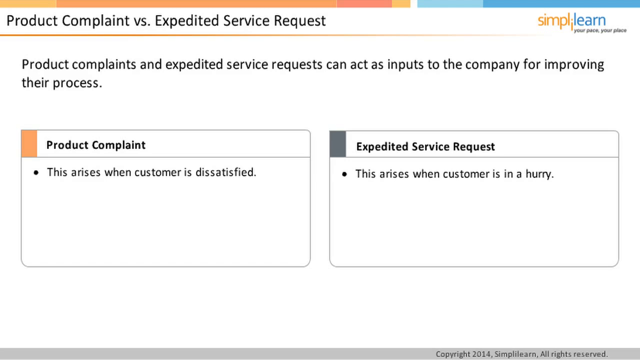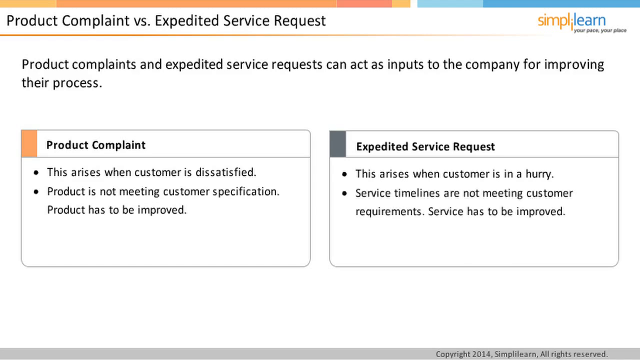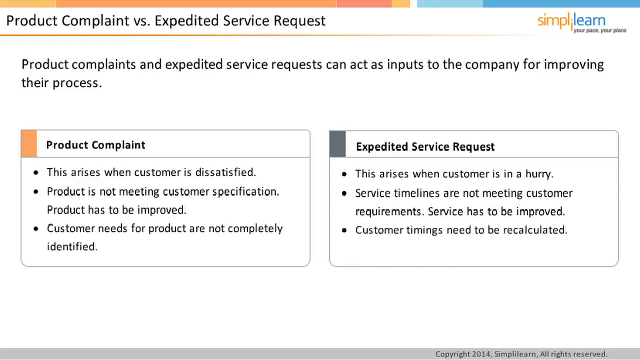Product complaint implies that a product is not meeting customer specification, hence it has to be improved. Expedited service request implies that service timeliness are not meeting customer requirements. Hence, service has to be improved. Product complaint also implies that the customer needs for product are not completely identified, whereas expedited service request implies that the customer timings need to be recalculated. Let us discuss the importance and urgency of these inputs in the next screen.